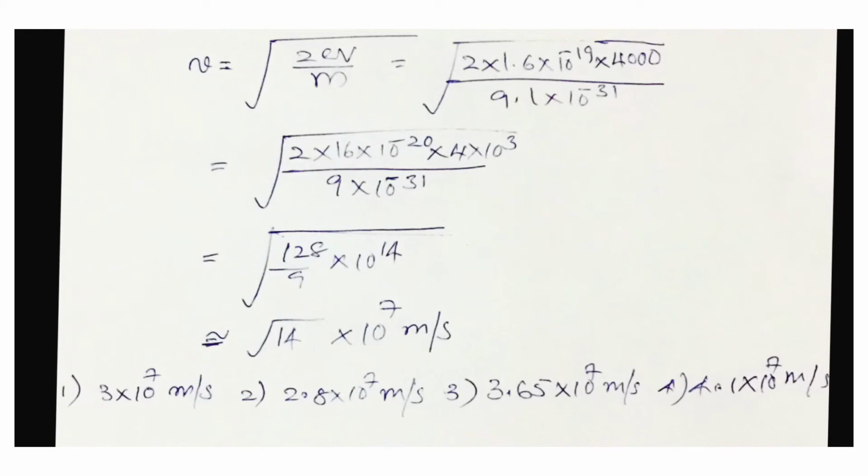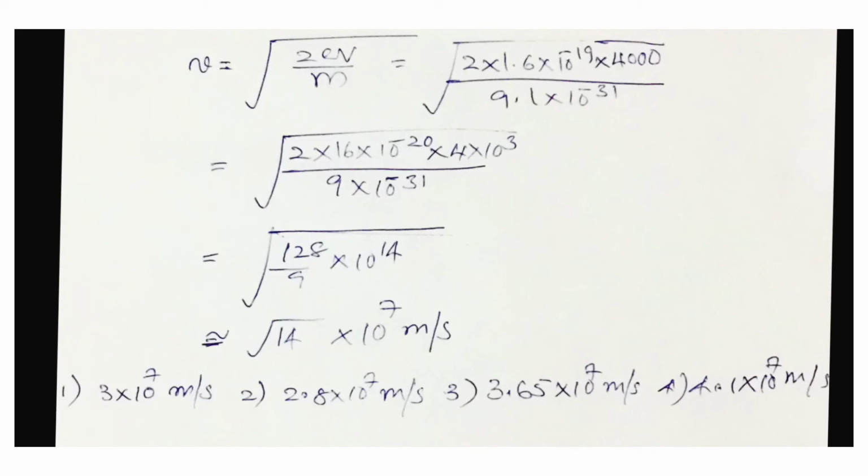I have observed several competitive examination papers. What the examiner wants from the student in all these simplifications is the intelligence but not the labor. Now look at the options. I am giving the options. First option, 3 into 10 power 7 meters per second. Second option, 2.8 into 10 power 7 meters per second. Third option, 3.65 into 10 power 7 meters per second. Fourth option, 4.1 into 10 power 7 meters per second.